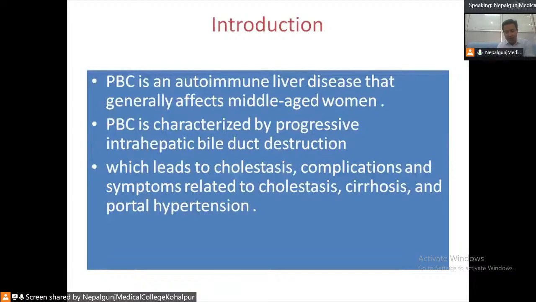ascites, the patient may have hepatic encephalopathy, the patient may have variceal bleeding. So all the complications. So this is the basic.